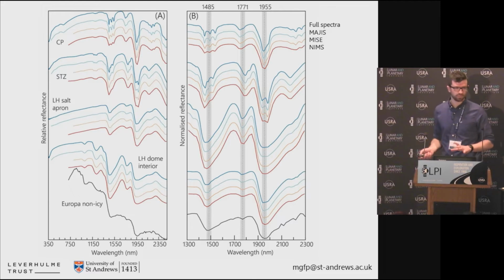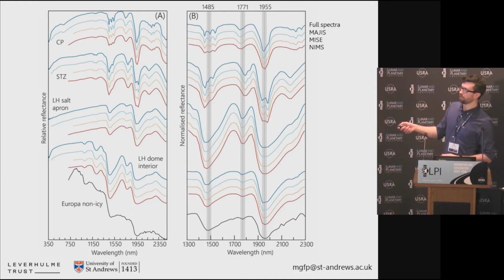So this is kind of the last slide before I move into the conclusions. We can take our 100 Kelvin data and resample it to various instrument band passes. So the red line here, so this is the same set of springs, Color Peak, Stolz, and Lost Hammer. The red lines here are NIMS resolution, and then we have MAGIS, which is the instrument on the JUICE spacecraft here.